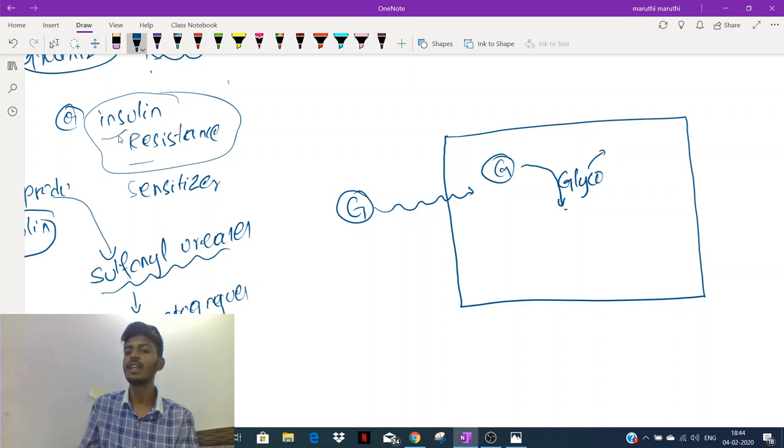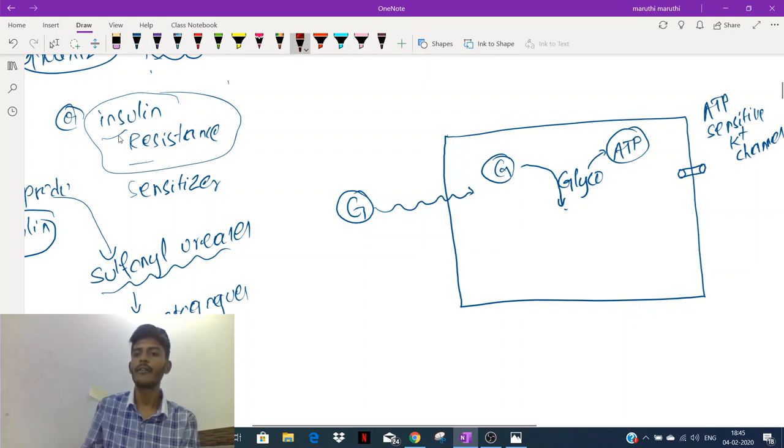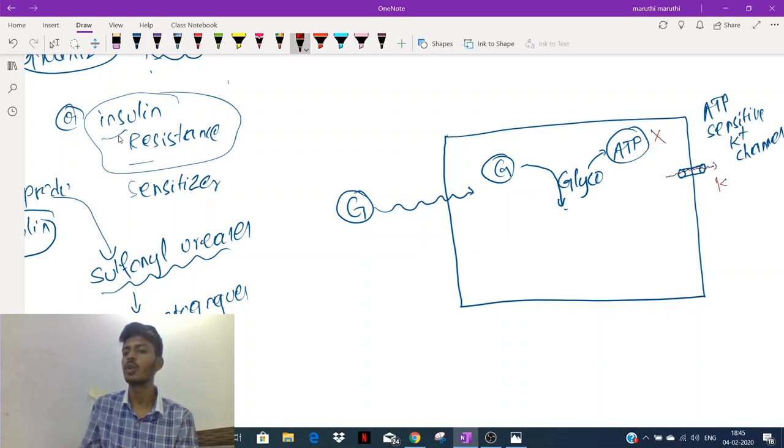will undergo glycolysis. Glycolysis will lead to ATP formation. When glycolysis leads to ATP formation, these cells have special ATP sensitive potassium channels. Now what happens? Usually, if I don't have ATP, this potassium channel will remain open. When the potassium channel remains open, potassium will go out. This is the normal process which will be happening.